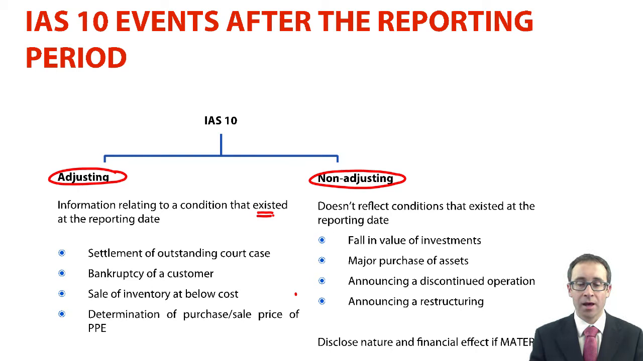Sale of inventory at below cost. Again, that was another common one that you had in the days of F3. If the inventory that you have is now sold at less than what you originally bought it at, that's an indicator that the inventory is impaired. So at the reporting date, you need to reduce the value of the inventory to its realisable value if that is below cost. We refer to that as your inventory write down.